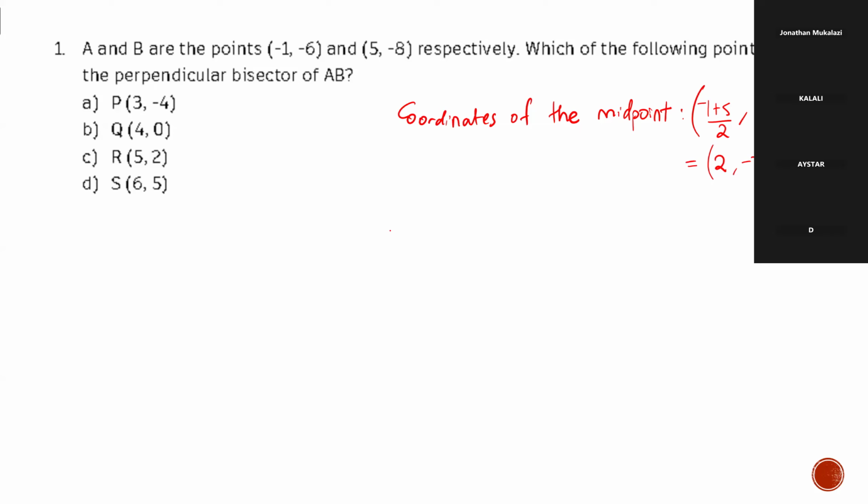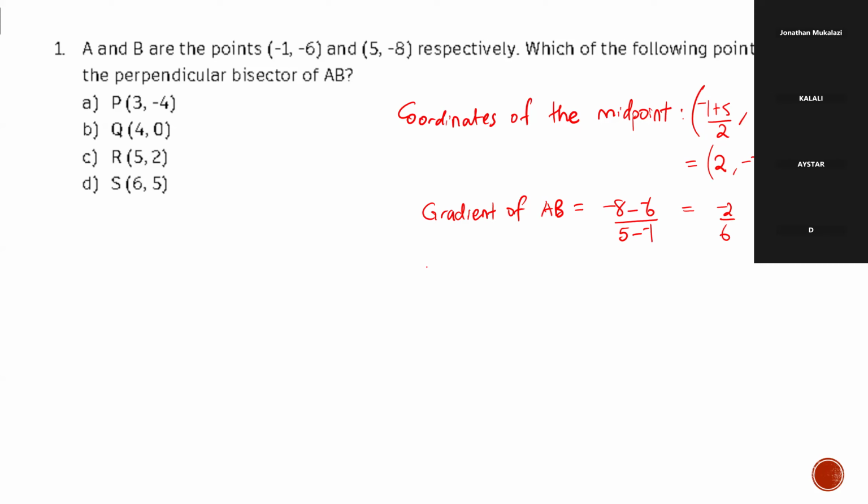The perpendicular bisector is perpendicular to the line segment. So if we get the gradient of the line segment, then we can easily get the gradient of the perpendicular bisector. The gradient of AB is the change in y over change in x. So I could do -8 minus -6 divided by 5 minus -1. Realize that this is -2 over 6, which is -1/3.